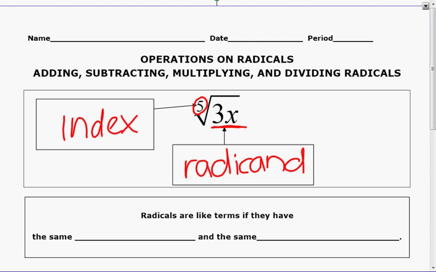So just like in Algebra 1, when you talk about like terms, they are the things that you can combine, like add or subtract. In radicals, we also have like terms. What's considered like terms for radicals is that they have the same index and they have the same radicand. If both things are there, if they have the same index and the same radicand, then you can combine them. If both of them are not the same, then you cannot combine them. Both of them have to be there in order to combine them.